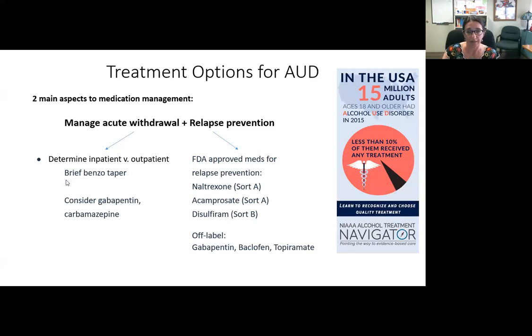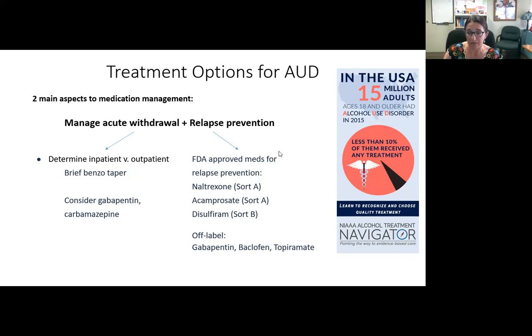If we are seeing them as okay to proceed with outpatient, we are most likely providing a brief benzodiazepine taper to help get them through that with close follow-up. We may consider gabapentin or carbamazepine to help with symptoms as well, but the benzodiazepine taper would be specifically for seizure prevention.